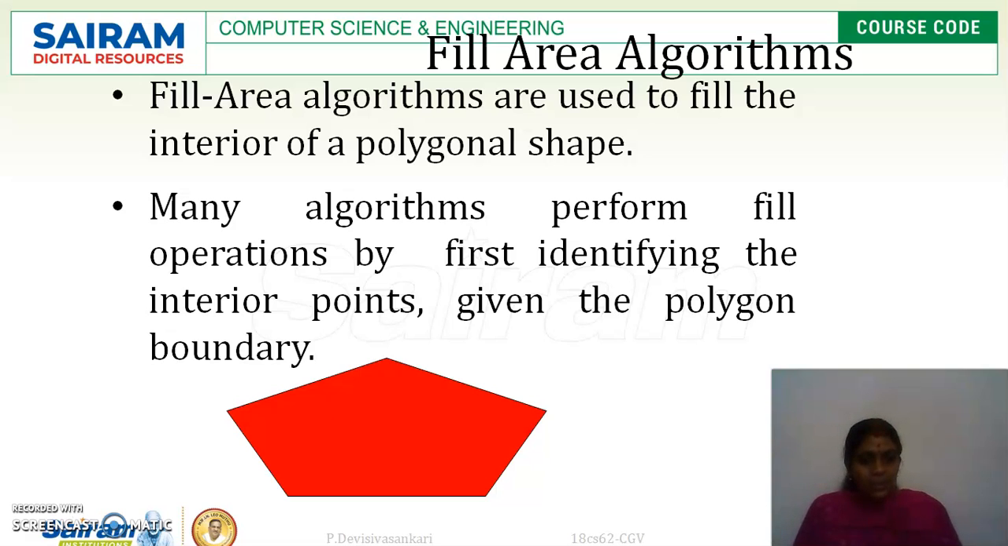We are going to see in the same module what a polygon is and what the different types of polygons are. But as of now, since we are concentrating on fill area algorithms, which are used to fill the interior of the polygonal shape: here, how many corners, or edges, are there? 1, 2, 3, 4, 5. So this is considered a pentagon. Here we are using algorithms to perform the fill operations. The very first step is to identify the interior points given in the polygon boundary.